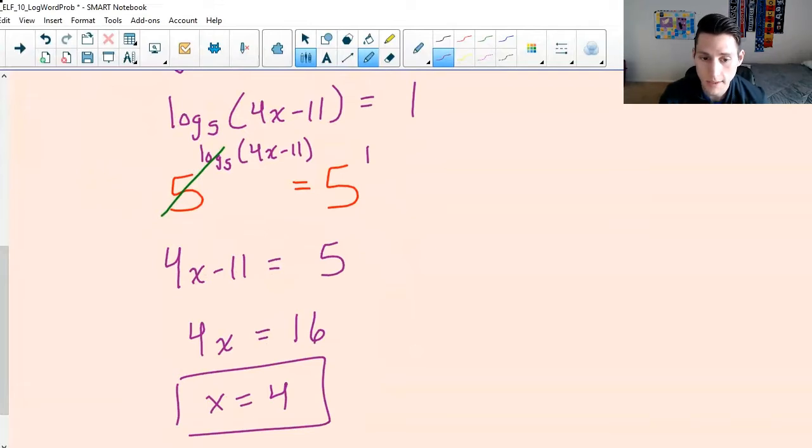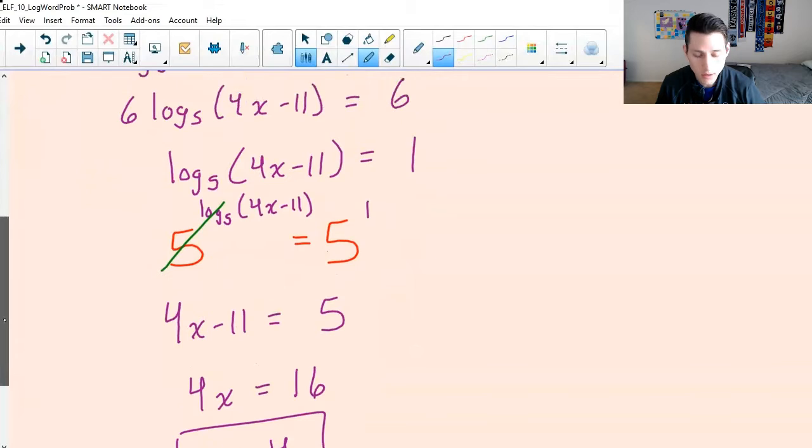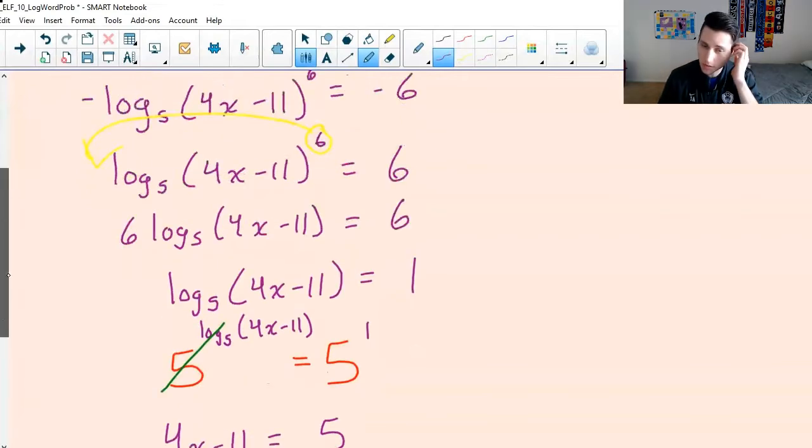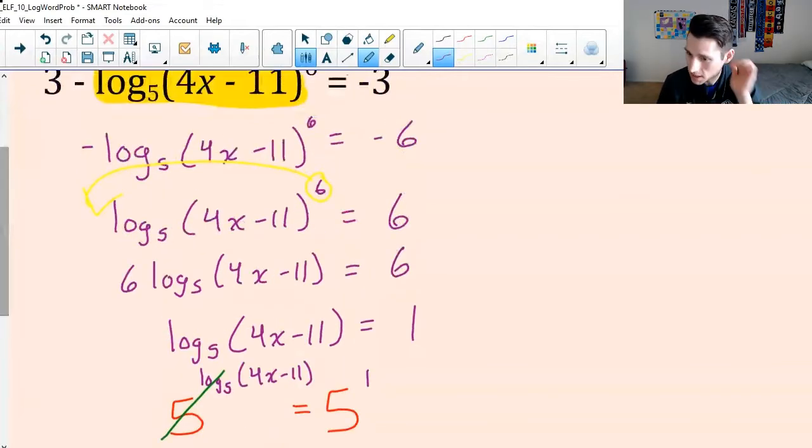Okay, hopefully we feel pretty good about that. So we had to use a little property there to move that 6 from an exponent down into a coefficient, just to make my life easier. Divide by 6.